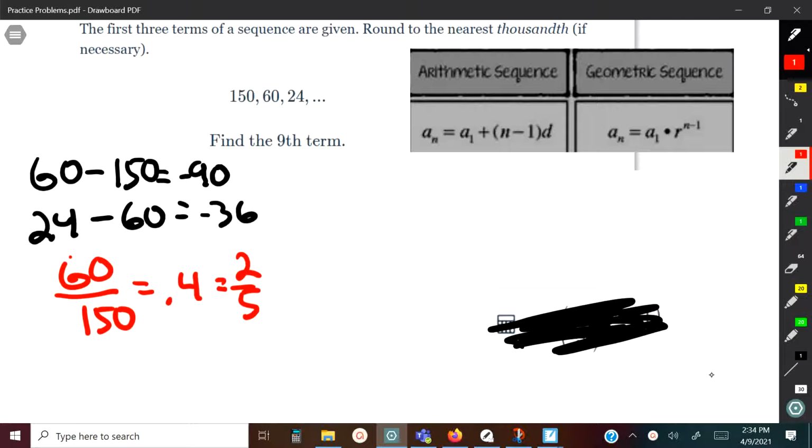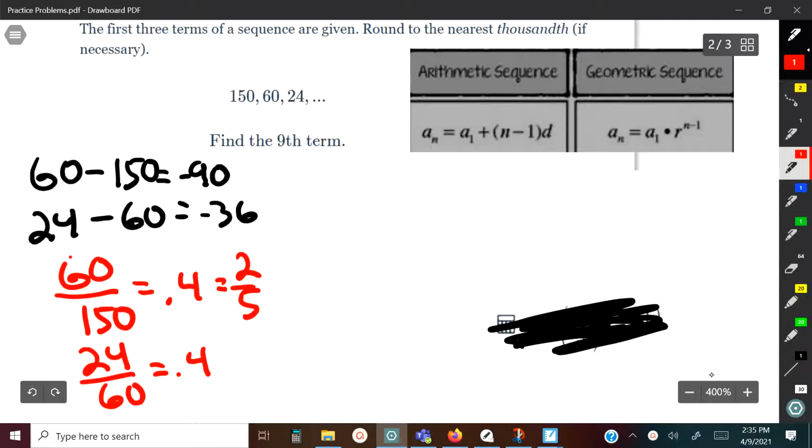So remember that if you got a decimal and it's not a repeating decimal, that's fine. You can use the 0.4. But if it's a repeating decimal, you have to simplify it to a fraction. Okay, so we're going to double check and make sure it's geometric. 24 divided by 60 also gives us 0.4 and also equals 2 over 5.